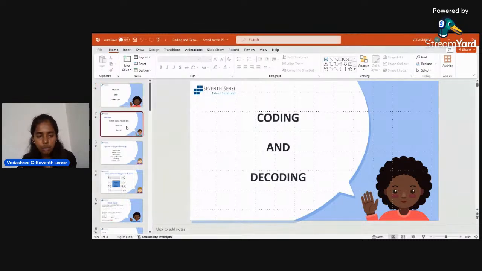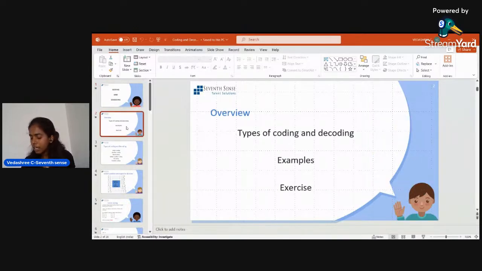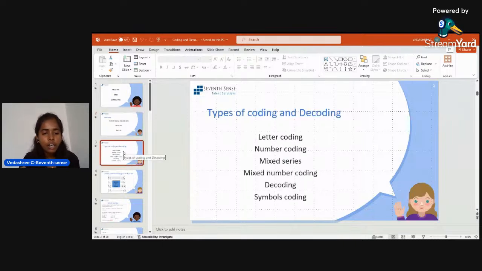So next we'll move on to the next topic, that is coding and decoding. In coding and decoding, we have 6 types of problems. That is letter coding, number coding, mixed series, mixed number coding, decoding and symbols coding. So these are the types of coding and decoding methods we'll get.